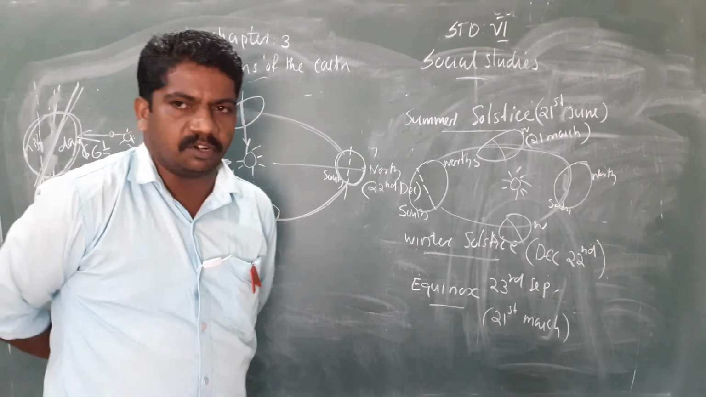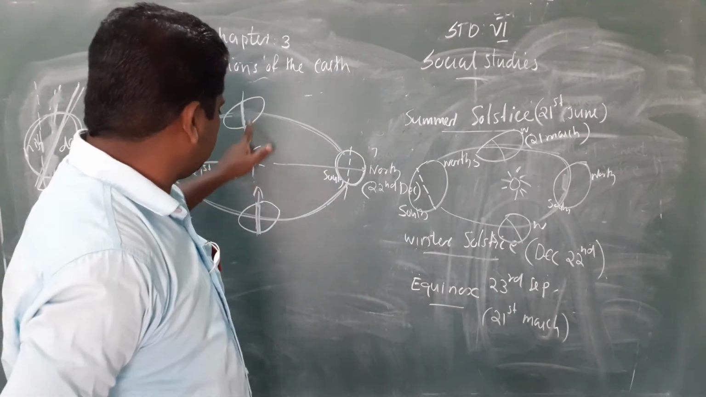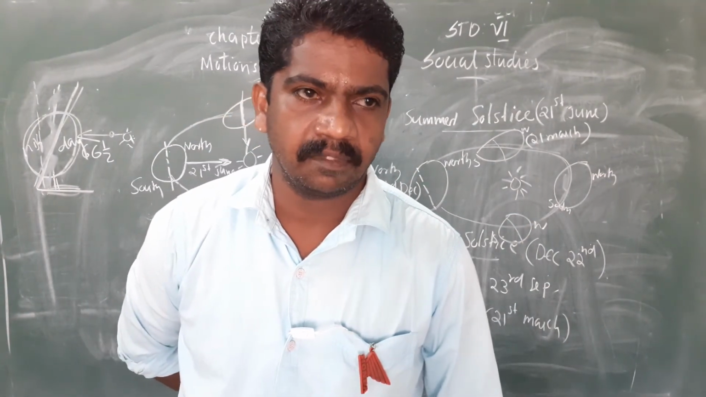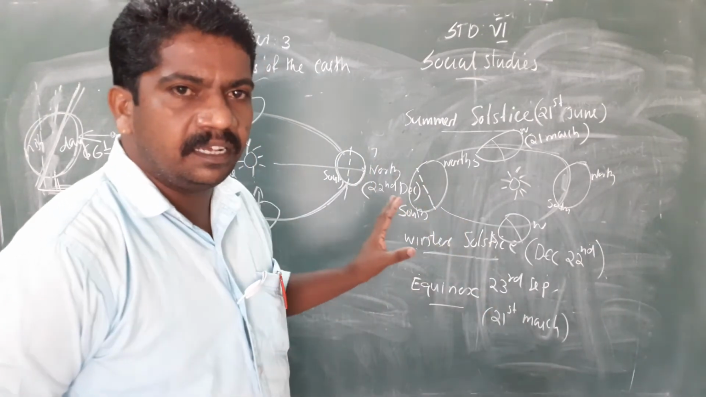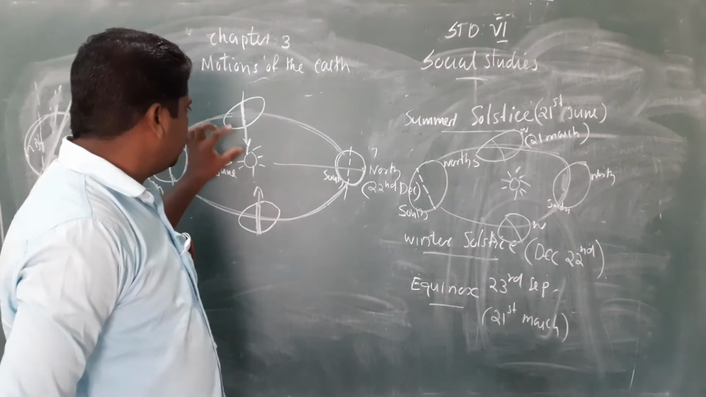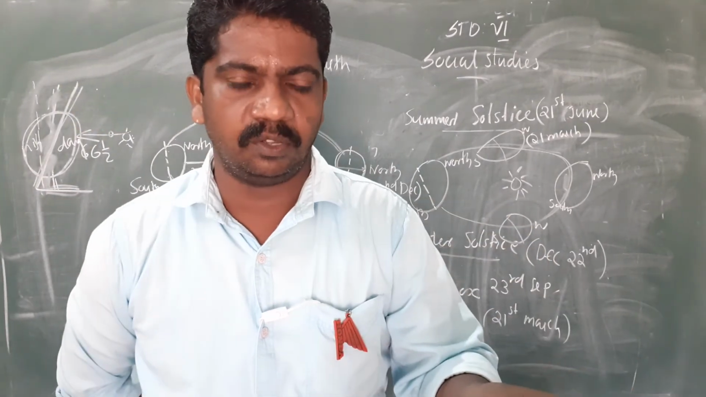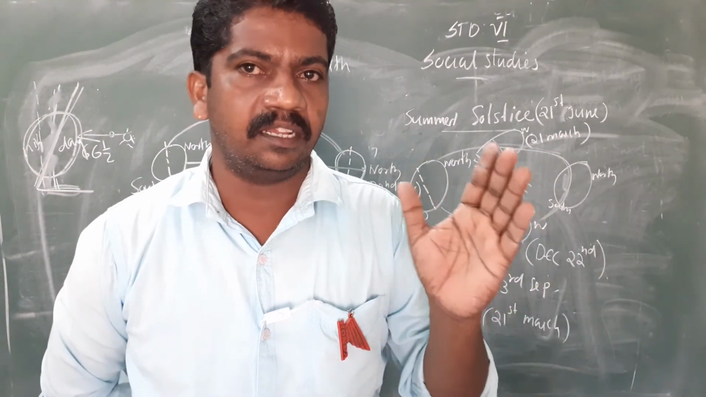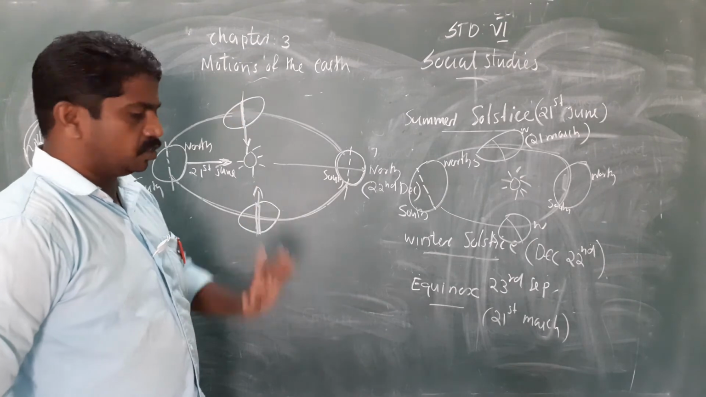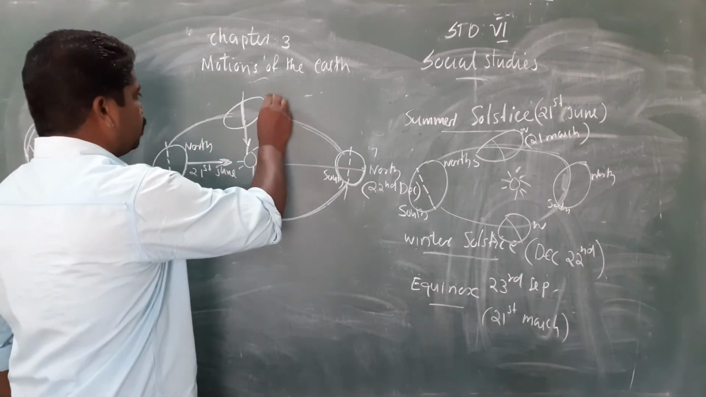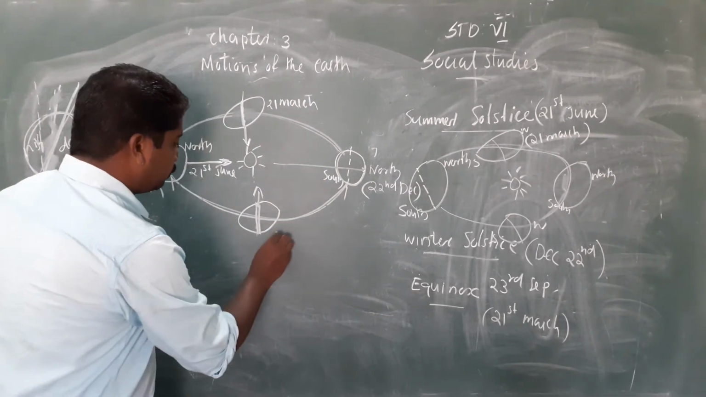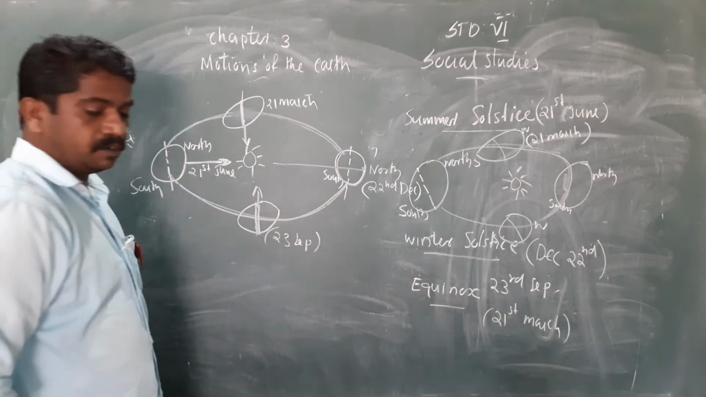So what is equinox? On particular days, in two places, the sunlight directly falls on the equator, and during this time, all over the world, the people will experience equal day and equal night. I think you understand. Okay, on equinox there will be equal day and equal night. This experience is called equinox. It will happen on 21st March and 23rd September. Okay, these are the two things.